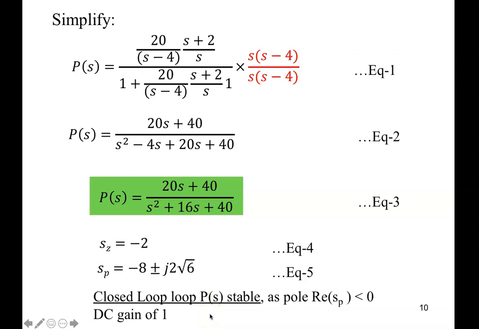That means output y(t) will equal r, the input, in steady state. So overall output will equal overall input. Therefore, there is no steady state error.